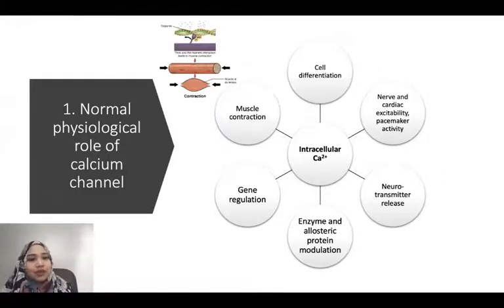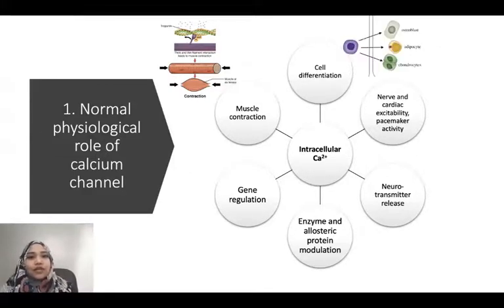So we have different kinds of muscle contractions, skeletal and smooth muscles, for example. And not only that, calcium is also involved in cell differentiation to form specialized cells, including osteoblasts and adipocytes. Calcium is very important for nerve and cardiac excitability, creating action potential, which is vital for the pacemaker.